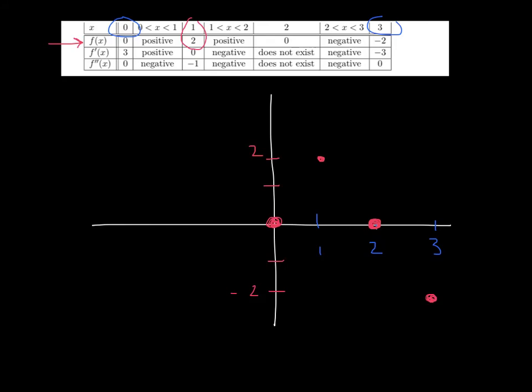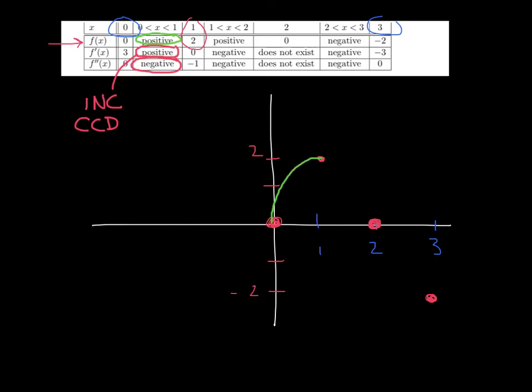Alright, so now let's just be careful. Between 0 and 1, your y values are positive. So that means you are above the x-axis. Your slope is positive, and that tells me that my function is increasing. My second derivative is negative, which tells me I'm concave down. So, use your pencil. You have to be increasing, so you're going up, but you need to be down like a frown. So I would say that looks something like that.